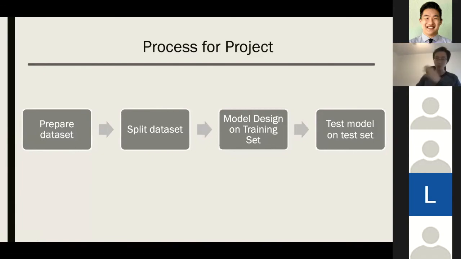But for now, we wanted to keep it simple, so we just randomly sampled our set of patients. We chose a test set from that random sample and set it aside, and then we designed our model on the patients that were left.